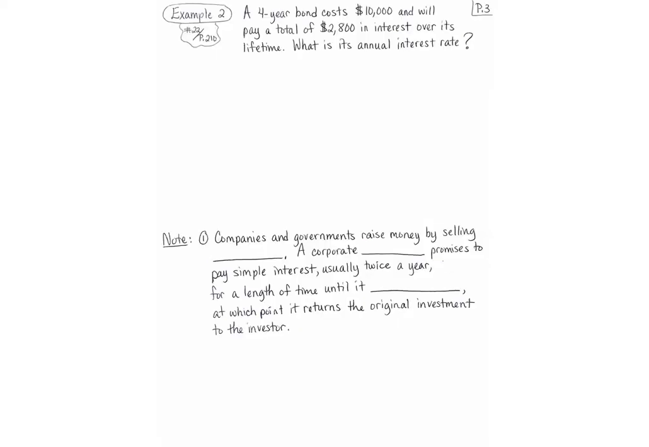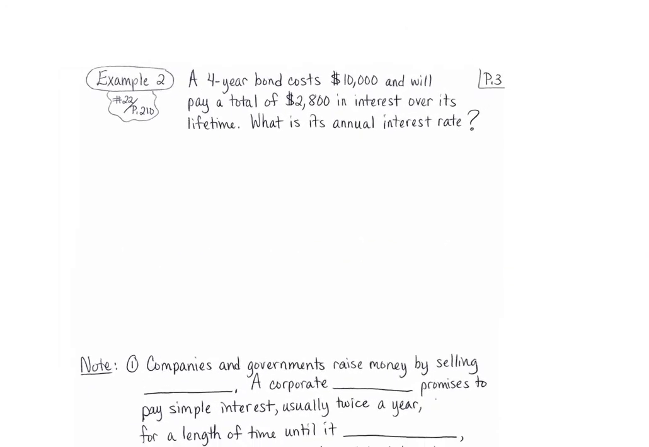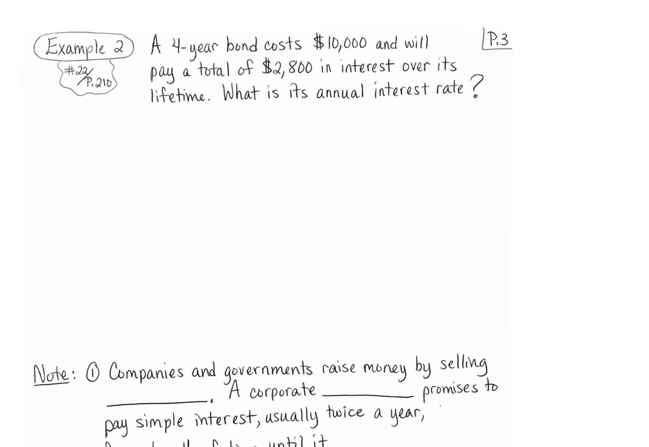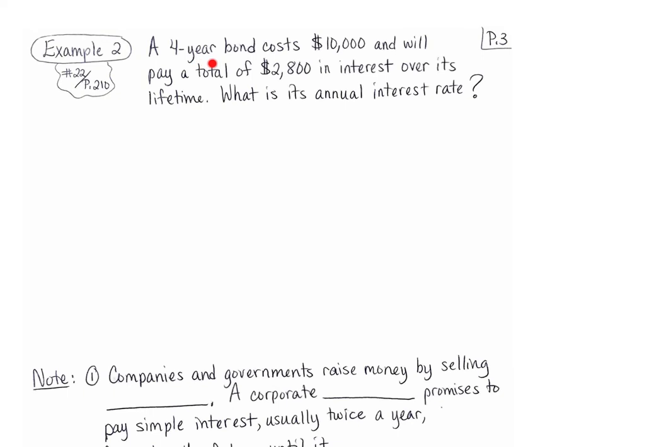Let's look at another example. Example 2. A 4-year bond costs $10,000 and will pay a total of $2,800 in interest over its lifetime. What is the annual interest rate? So here, what are we trying to find? If we are asked to find our annual interest rate, we're asked to find out what R is, okay?